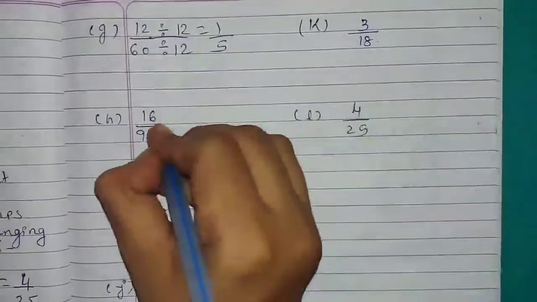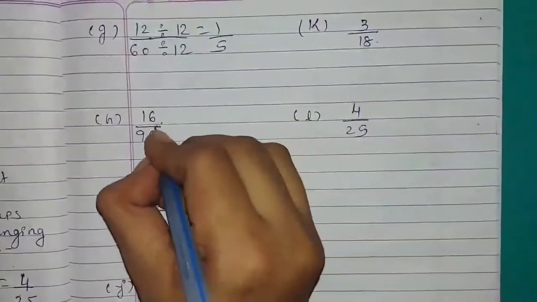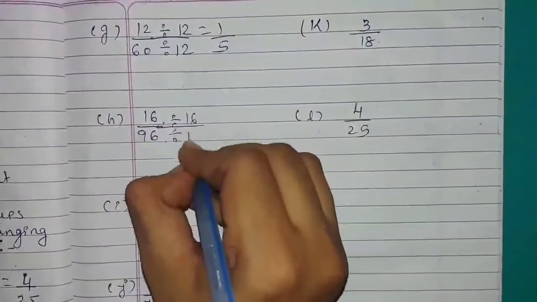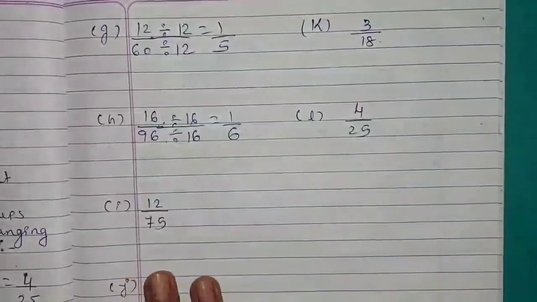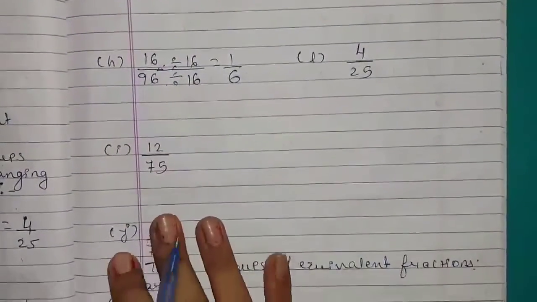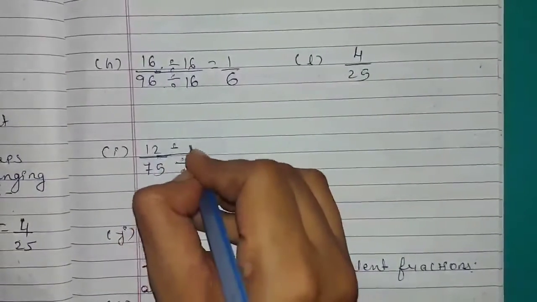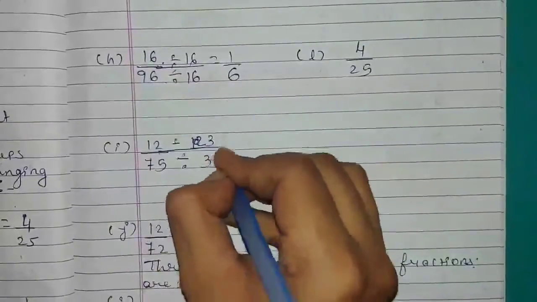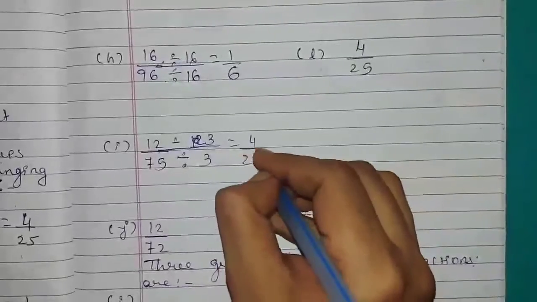Question number H. 16/96, we will divide by again 16 and 16. 16 ones are 16 and 16 6s are 96. Then I. 12/75, we will divide by 3/3. 3 fours are 12 and 3 25s are 75.